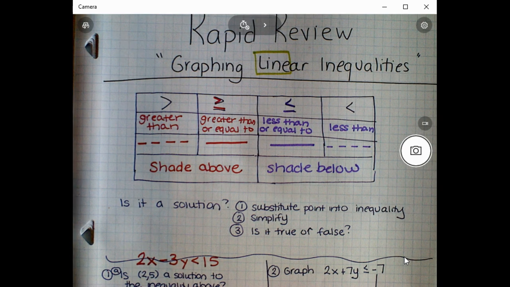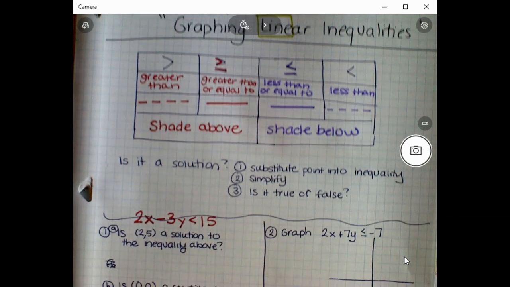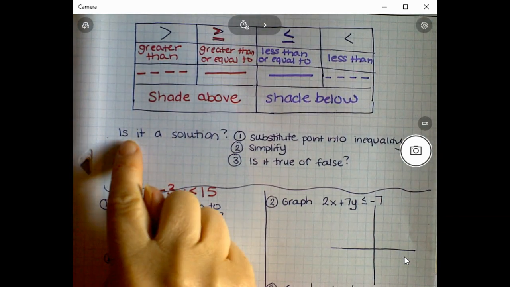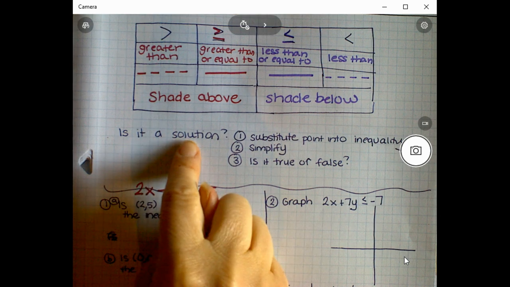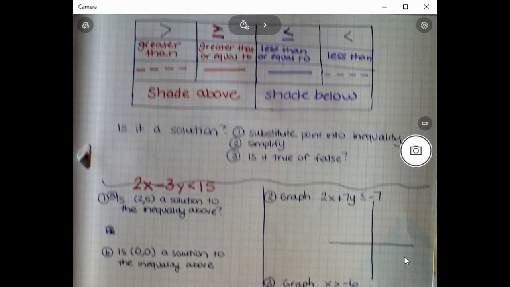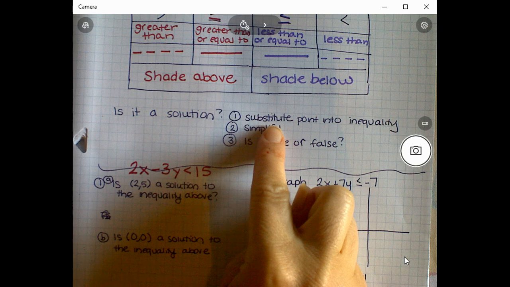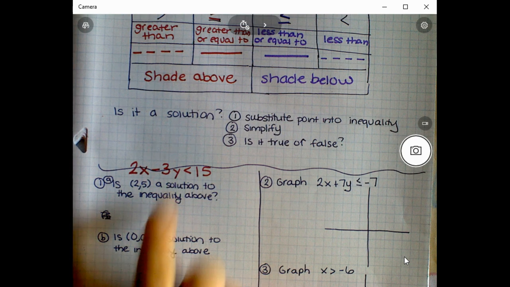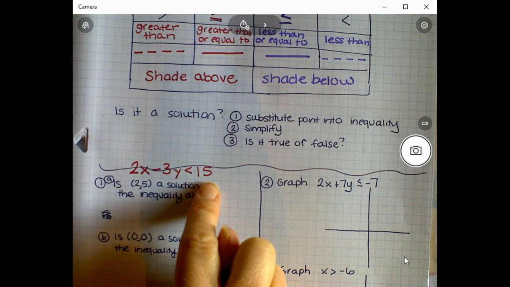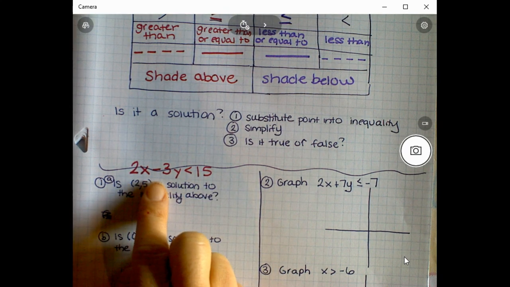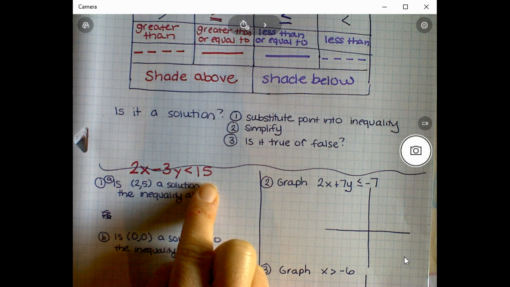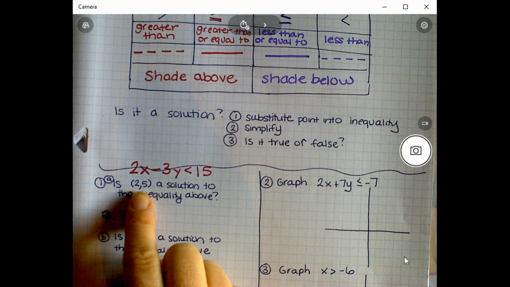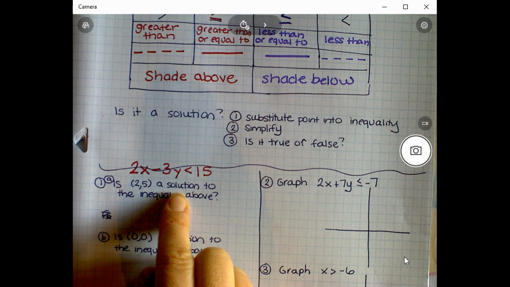We're going to do some examples in a few minutes, but for now, there's one other thing you might see. It might ask, is a point a solution to an inequality? If you want to know if it's a solution, you're going to substitute the point into the inequality for x and y. Then you will simplify the inequality and see, does that make sense? Is that true or is it false? So here's a linear inequality: 2x minus 3y is less than 15. And the question is, is (2, 5) a solution to the inequality above?